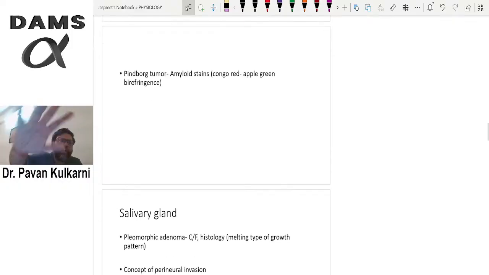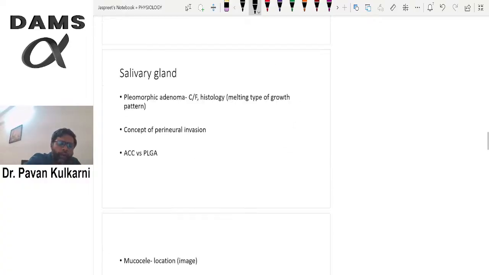And moving on to the Pindborg tumor, that is CEOT, calcifying epithelial odontogenic tumor, we are supposed to know about the special stains, particularly for the amyloid. So we know that there is amyloid deposition, and amyloid can be demonstrated by which special stain? Like, Congo red stain will give which color? That is what you are supposed to know in case of the Pindborg tumor or calcifying epithelial odontogenic tumor.